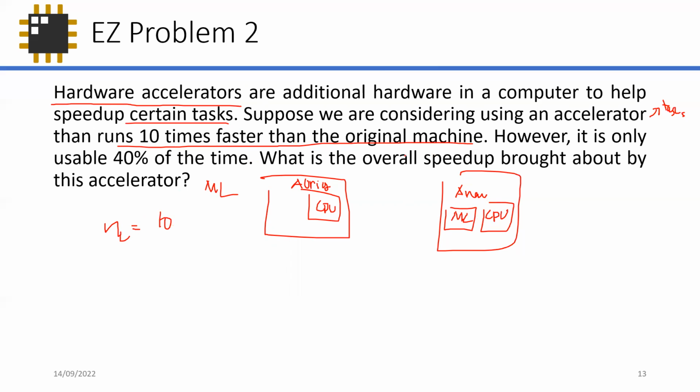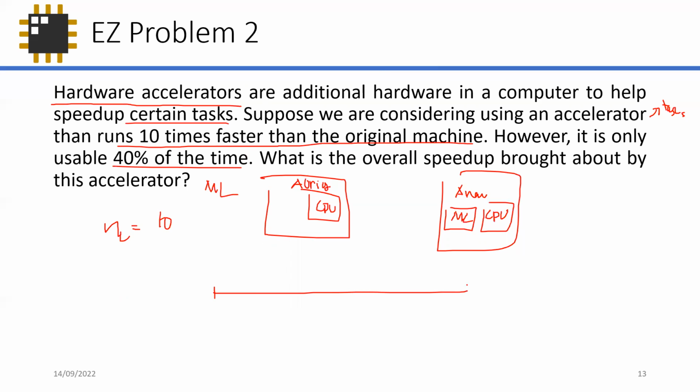However, the only catch here is that I'm not using that machine learning task all the time. It's only working 40% of the time. So what is the overall speed up brought about by that accelerator, right? It's a bit of analysis, but it's much easier to understand by doing some visualizations, right?